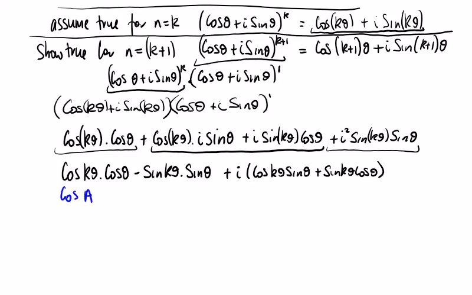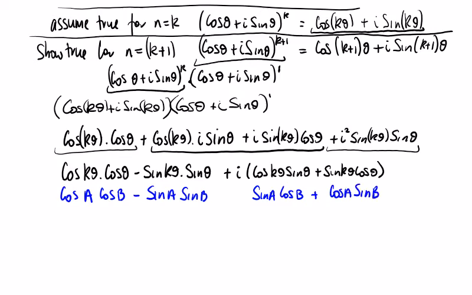First one being cos A cos B minus sine A sine B, and the second one is going to be in a slightly different order. It's going to be sine A cos B, just the way it's written in the formula booklet, sine A cos B plus cos A sine B.